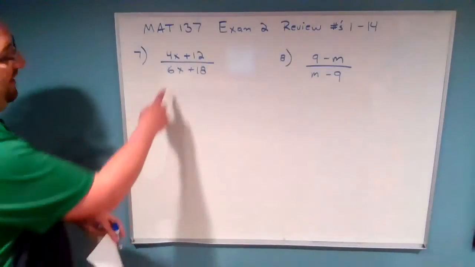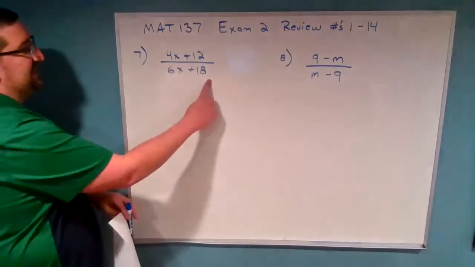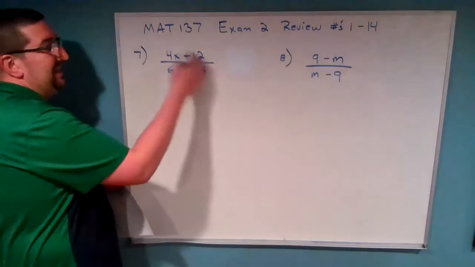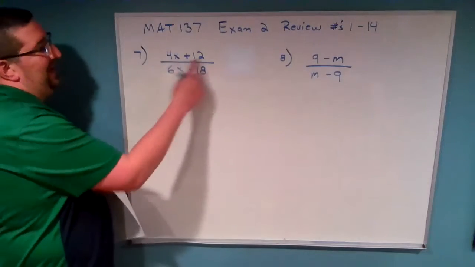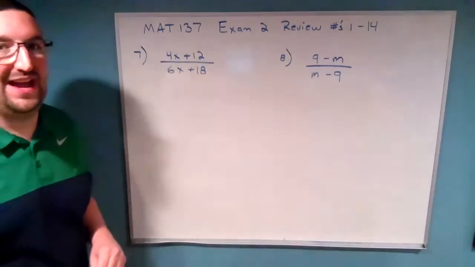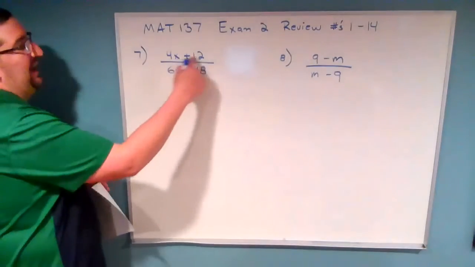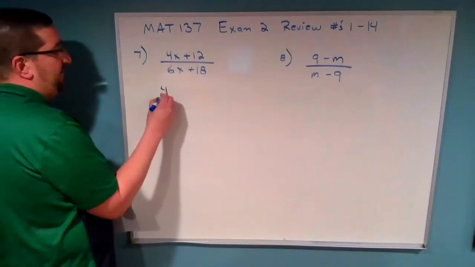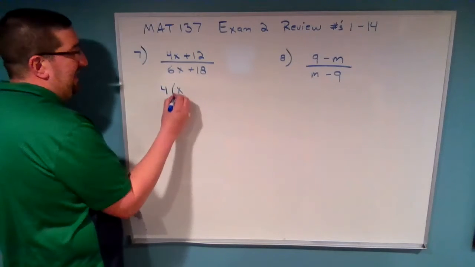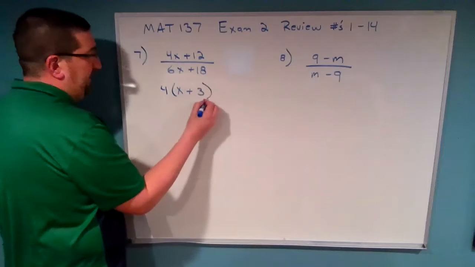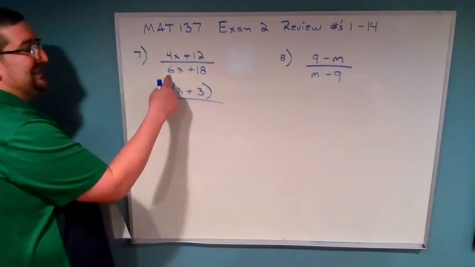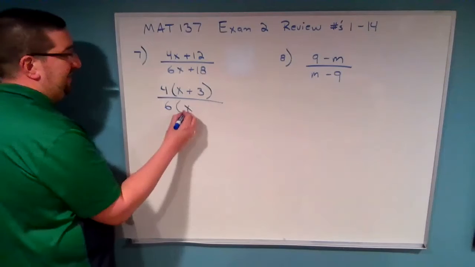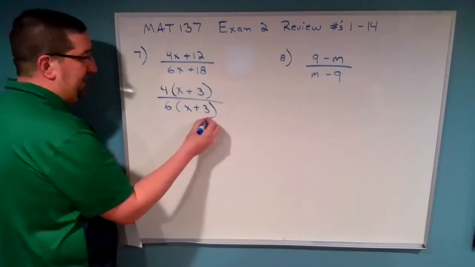Number 7, we have 4x plus 12 over 6x plus 18. You might not think there'd be a way to factor this, but we have to pull out the greatest common factor of each. So 4x plus 12, what goes into 4 and 12? 4, leaving us with x plus 3.